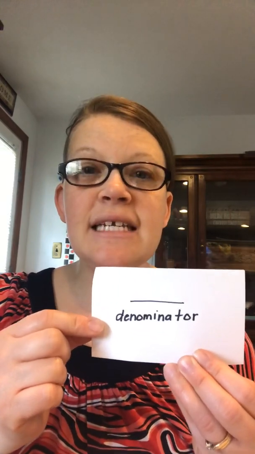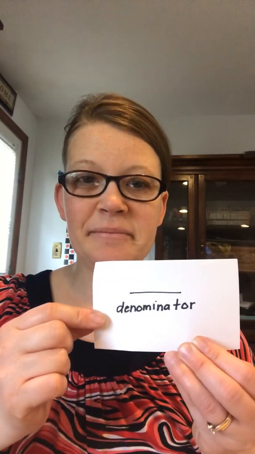There's a word for the top number, and there's a word for the bottom number. I want to tell you the word for the bottom number. The word for the bottom number is denominator. Say denominator. The denominator tells us how many parts something is broken into.